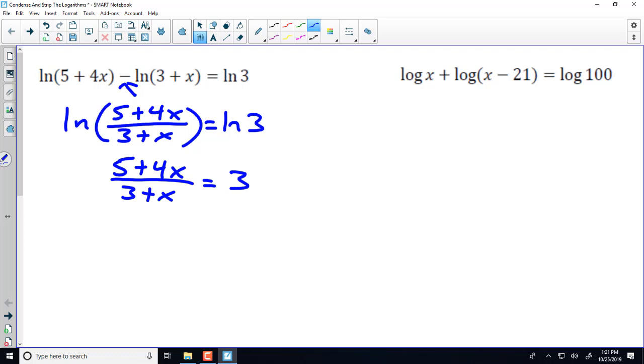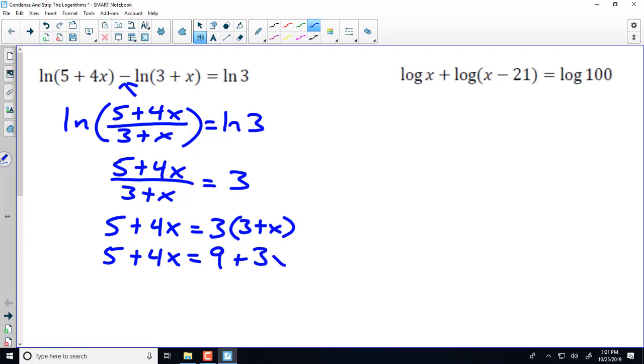Multiply both sides by 3 plus x to get rid of the fraction. So that's going to be 5 plus 4x equals 3 times (3 plus x). Distribute over there: 9 plus 3x. I'm going to subtract 3x from both sides and subtract 5 from both sides. You subtract 3x from both sides, this side will just be an x. If you subtract 5 from both sides, this side will just be a 4.